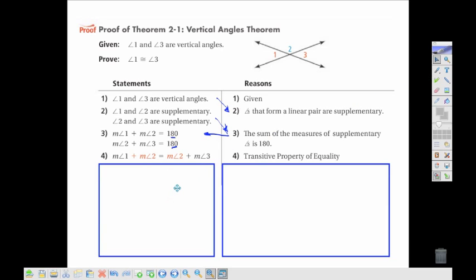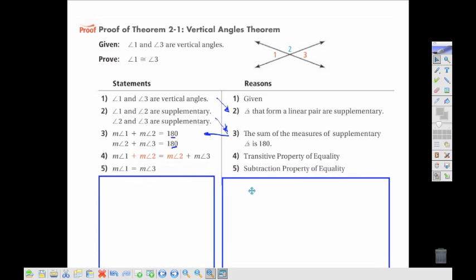Now the next step, notice we have 2 on both sides, so if we subtract it away, we're left with 1 and 3. That's the subtraction property of equality. Again, I've taken my previous step, I've done something to it, I explain why I did it, and then I write down what happened.